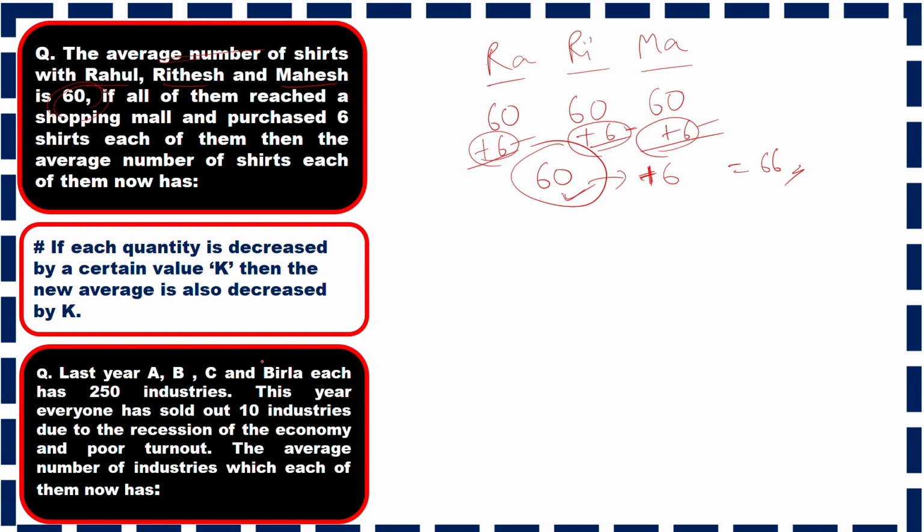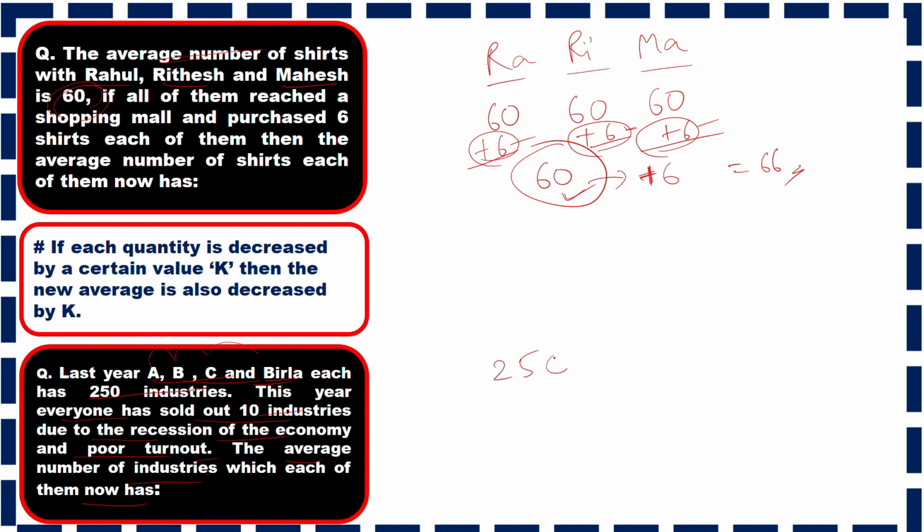Last year, A, B, C and Birla, so 4 persons, each had 250 industries. This year, everyone has sold out 10 industries due to the recession of the economy and poor turnout. What is the average number of industries which each of them now has? So we have 4 industrialists, and each industrialist has 250 industries.